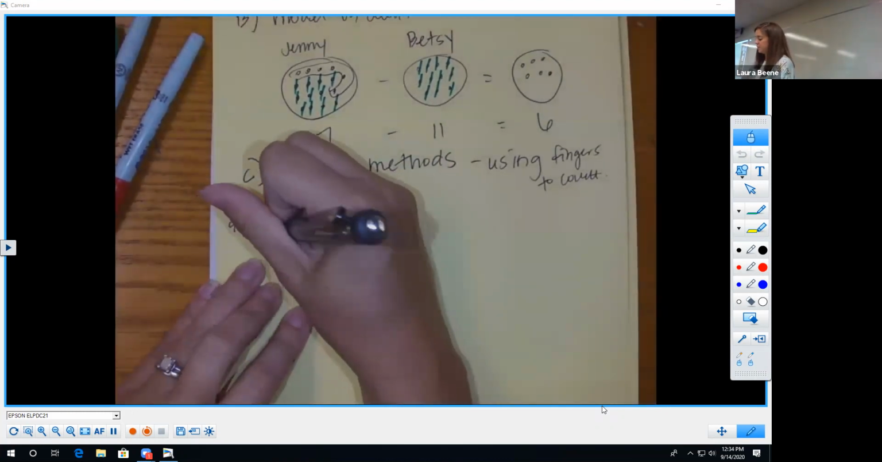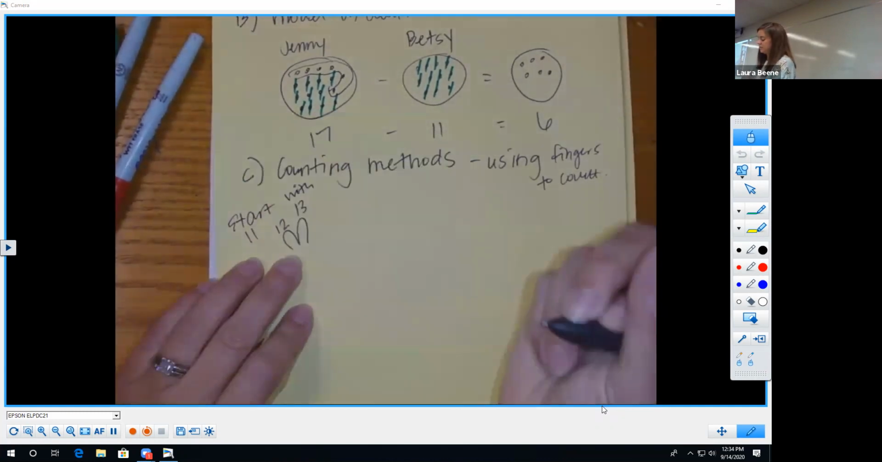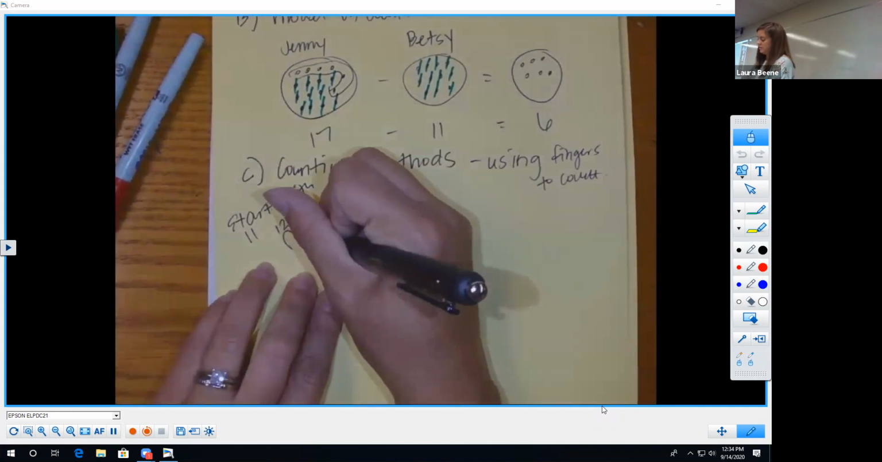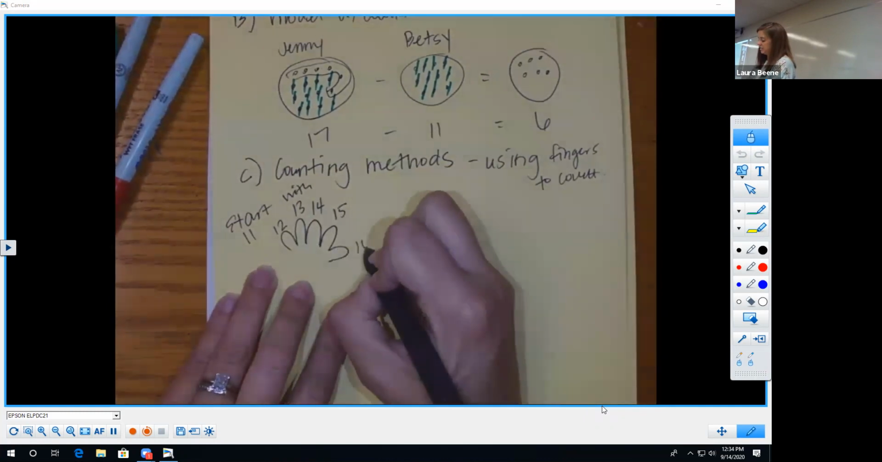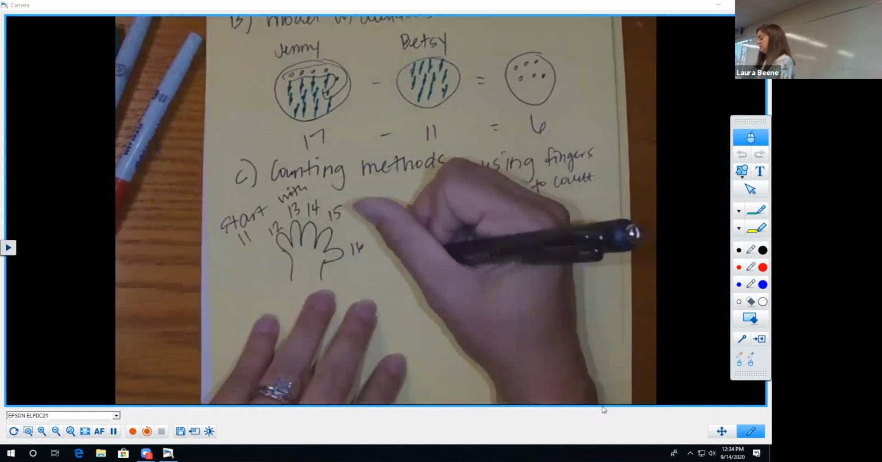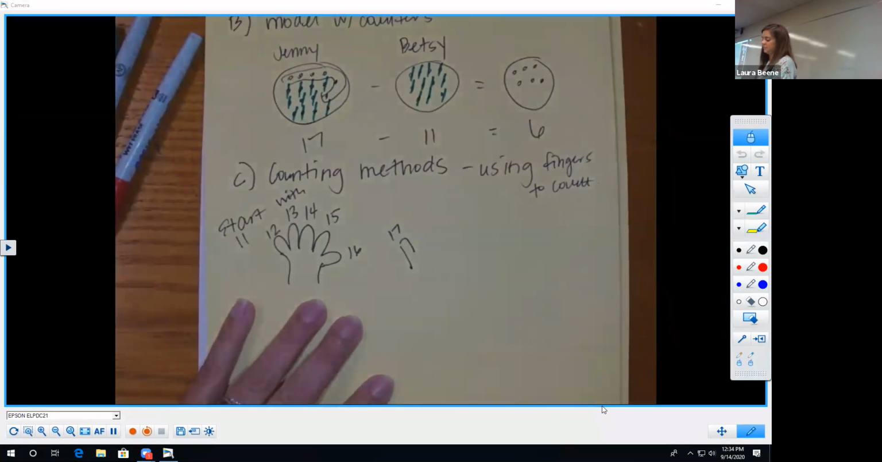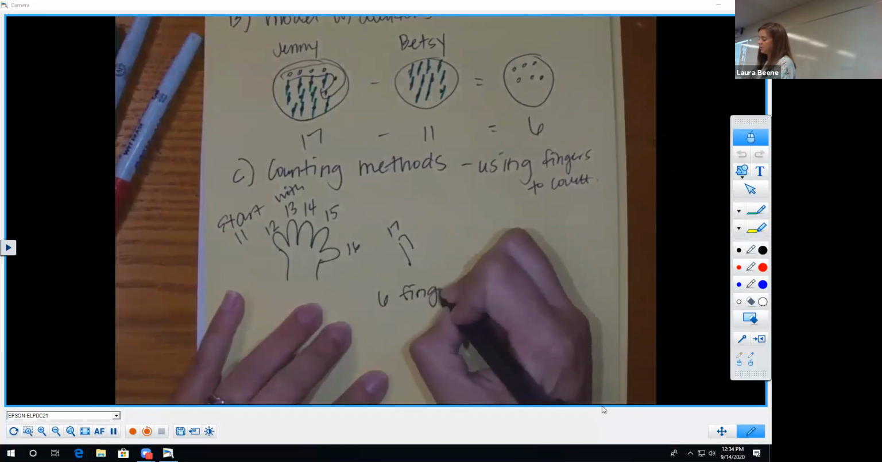The first finger would be 12. The next finger would be 13. These are terrible fingers, but whatever. The next one would be 14. The next one would be 15. The next one would be 16. And that's technically one hand now. So I've got to go over here on this. And this one would be 17. So it's 6 fingers. And you could do this a couple different ways.